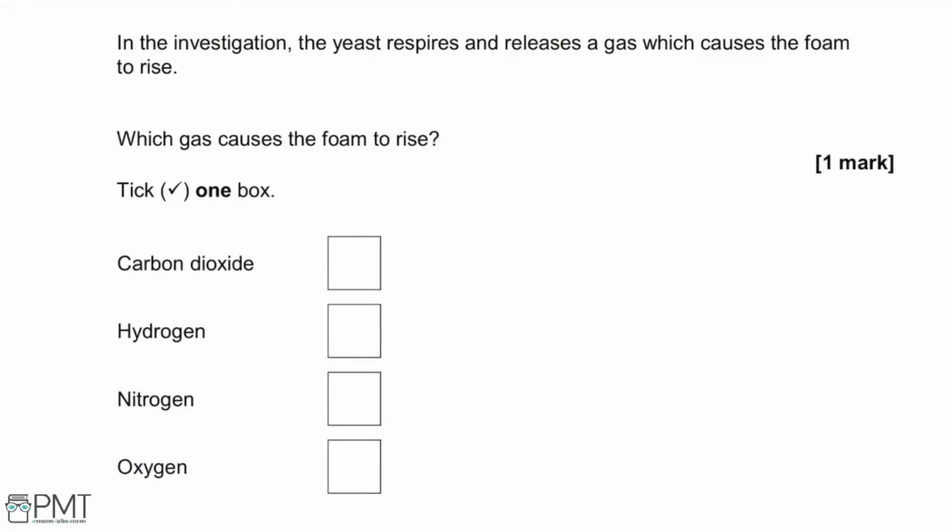In the investigation, the yeast respires and releases a gas which causes the foam to rise. Which gas causes the foam to rise? Tick 1 box. So the answer to this question is your first option, the carbon dioxide. We figure this out by looking at our respiration equation. The products from your oxygen and your glucose are water and carbon dioxide. And of those, carbon dioxide is the one that's likely to be a gas.